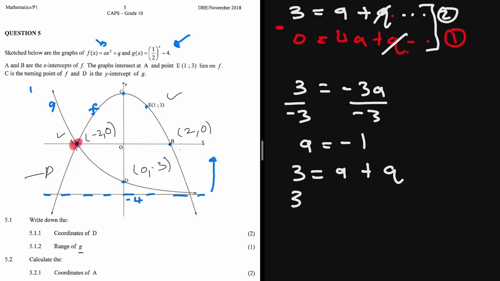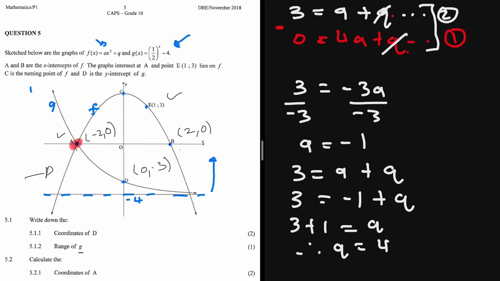So this will mean that where we see a, we can just put -1. So this is going to be a -1 here, plus q. When we transpose the -1 to the other side, we're going to have 3 plus 1, which equals q. And therefore, the value of q will be 3 plus 1, which is just 4. So we have found the value of a and the value of q.